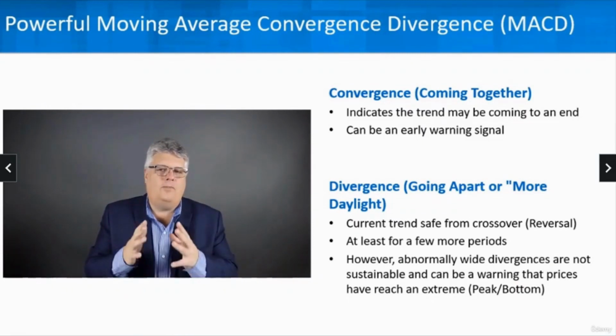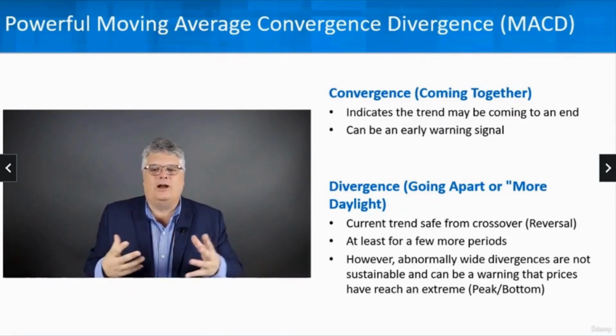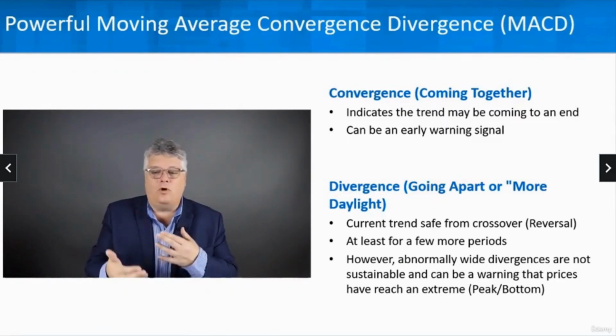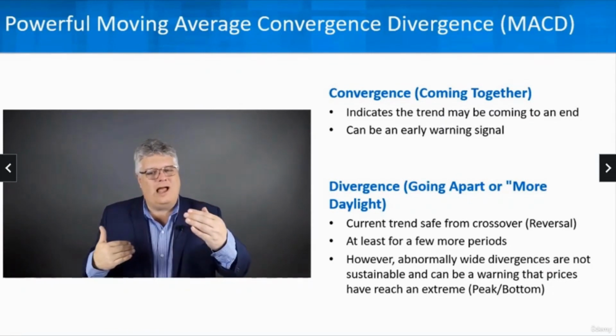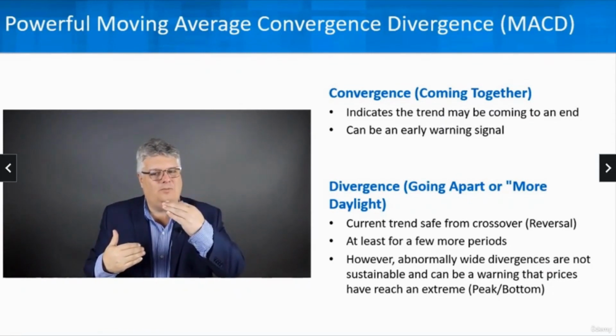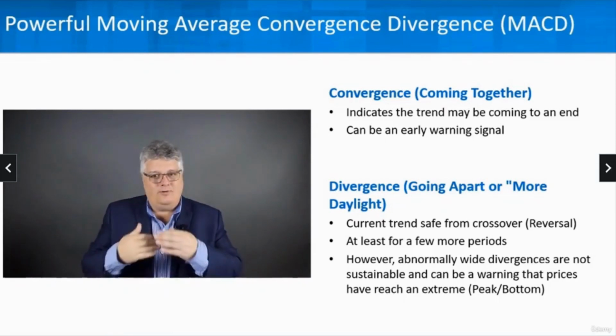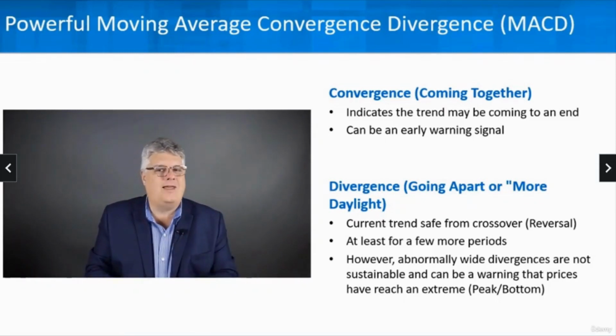However, normally wide divergences are not sustainable and can be a warning that prices may have started to reach an extreme. I mean, you think about it, if there are these wide price ranges, we might be really approaching that peak. Or maybe we're going the opposite way, we're approaching that bottom.